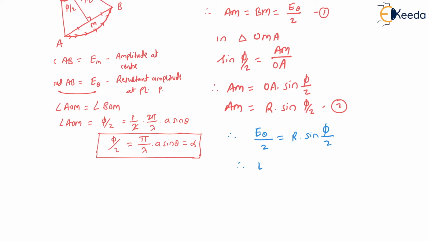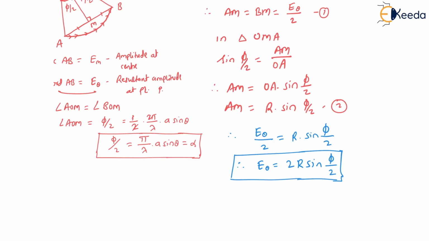And again we can find out the value of E theta. As this 2 is here, it will be a multiplication. So it will be 2 into R into sine phi by 2. So this is the value of E theta, and we know what is meant by E theta. It is the resultant amplitude at point P.